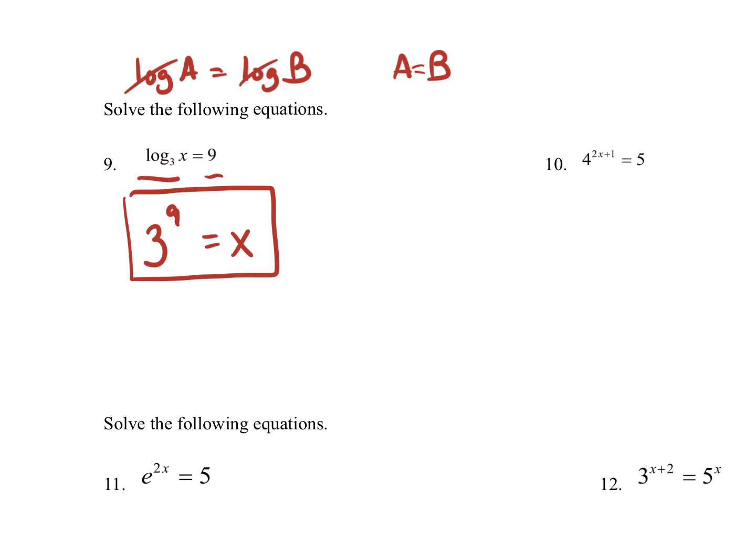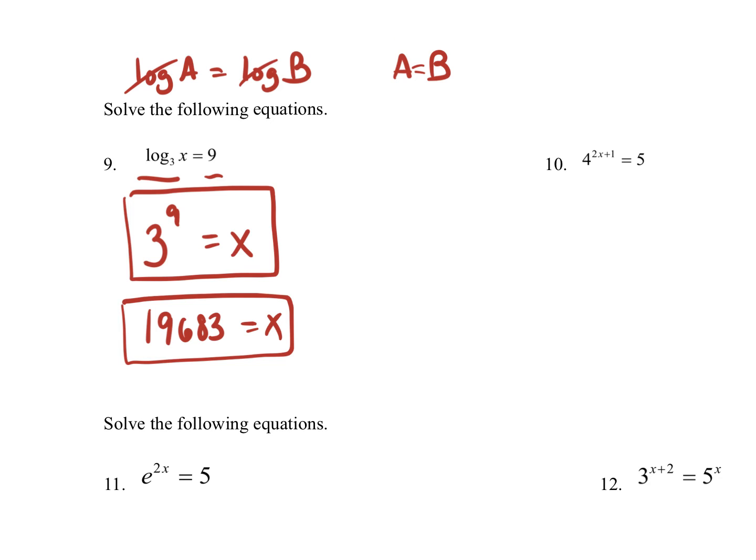Now if I wanted to figure out what 3 to the 9th is, I could. It would be a pretty big number, obviously. 3 to the 9th is 19,683. So that is my value for x. So most log problems will be like that, or you can get a log on both sides and you can solve it from there.